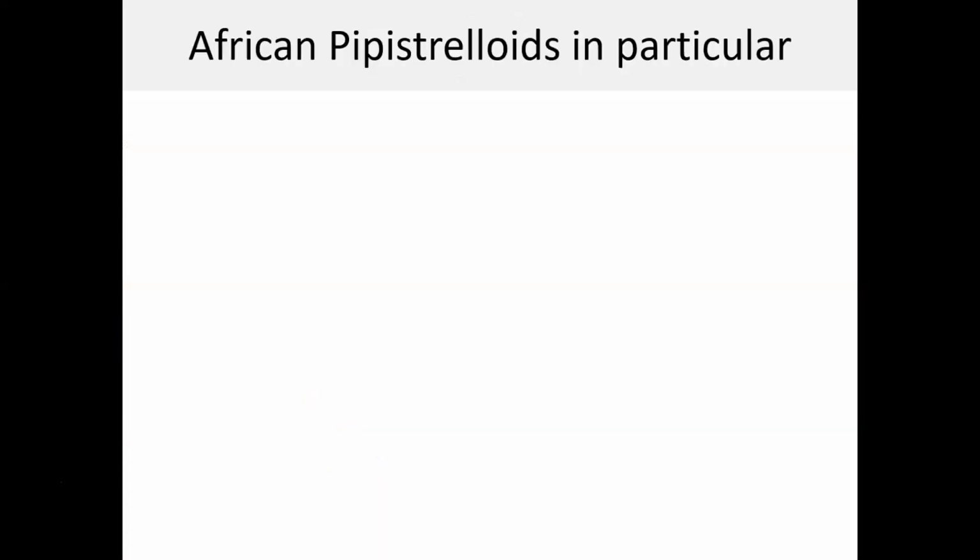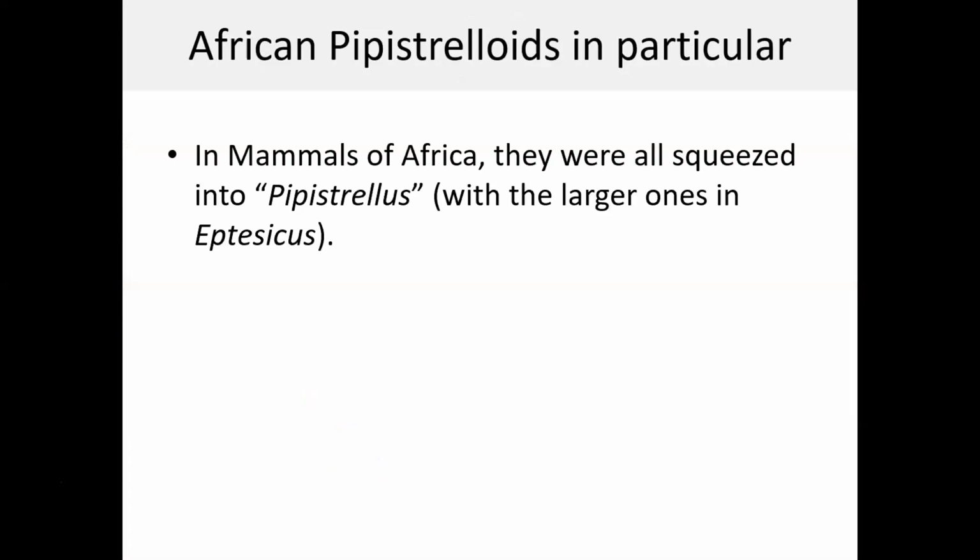And I would like to look at one group of these vespers, the African pipistrelloids, or the pipistrelle-like bats, which have had a very checkered history with splits and lumps and shifts and further splits and further lumps, so much so that it is confusing even for people that are working on the group on a regular basis.